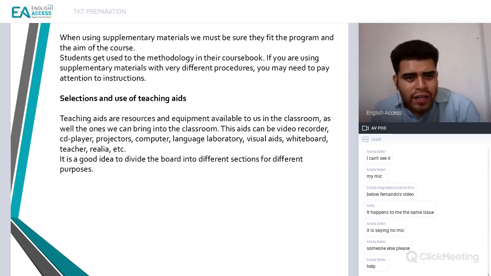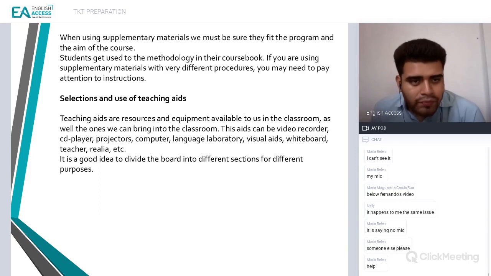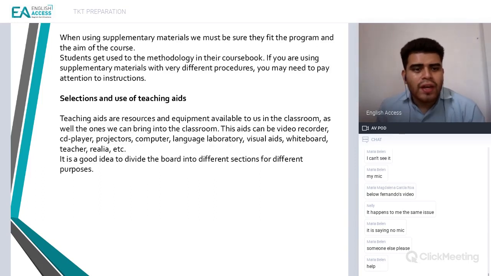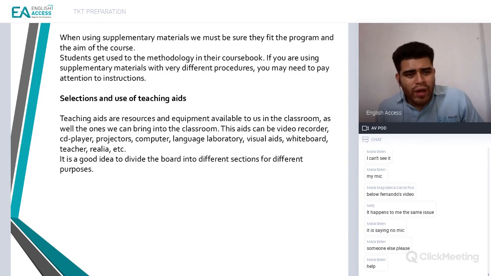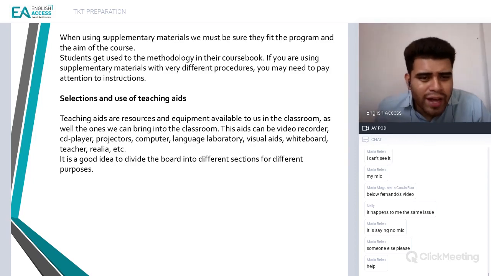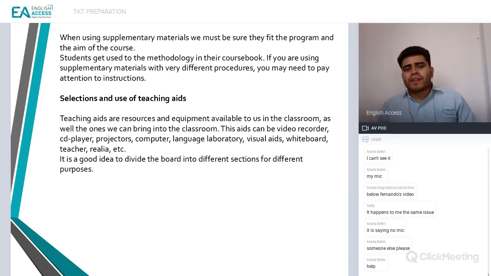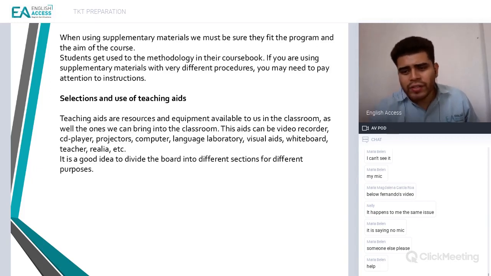And selection and use of teaching aids. Teaching aids are resources and equipment available to us in the classroom, as well as the ones we can bring into the classroom. These aids can be video recorders, CD players, projectors, computers, language laboratories, visual aids, the whiteboard, teacher, realia, etc. It's a good idea to divide the board into different sections for different purposes. All right? Any questions with this?